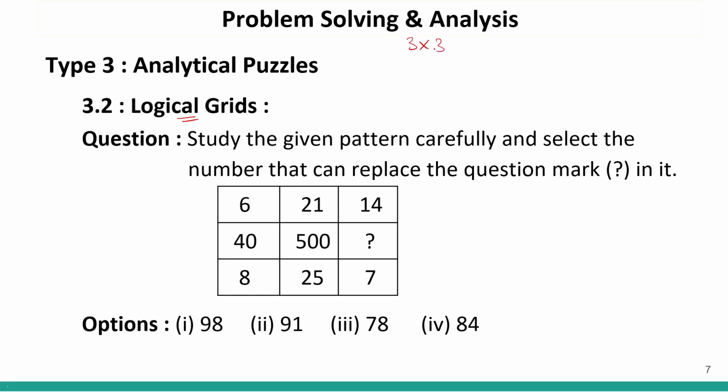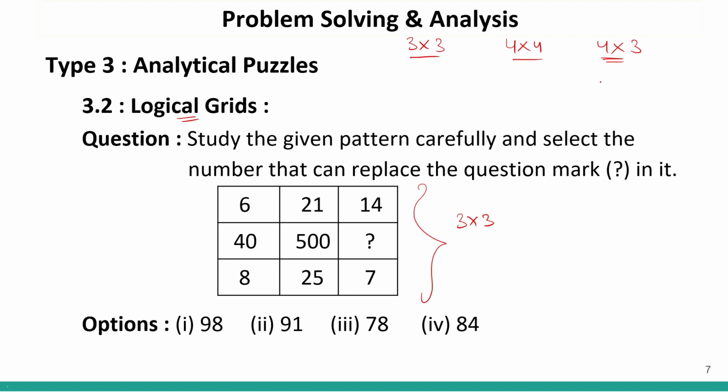You can get a 3 into 3 grid, a 4 into 4 grid or a 4 into 3 grid. What do you mean by that? This is a 3 into 3 grid. 3 into 3 grids means 3 columns and 3 rows. Similarly, a 4 into 4 grid will have 4 columns and 4 rows.